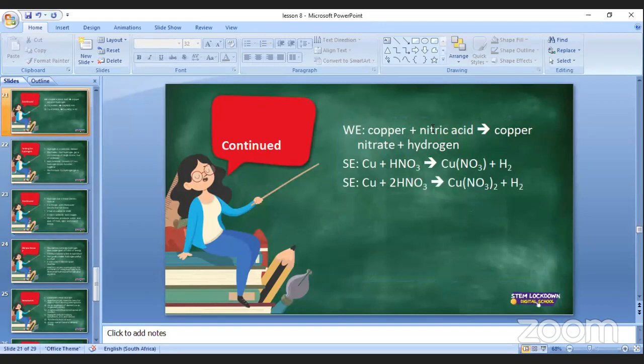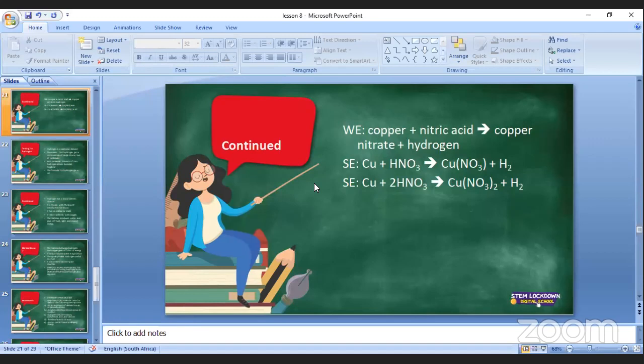Copper. Copper is a metal as well. What's going to happen now? If you're looking at this, you're going to get copper nitrate and hydrogen. You already know these are your products, and then we balance it. Remember, grade 9s, I beg you to always balance your equations. After you've converted from word equation to symbol equation, make sure you count, so that you get full marks.